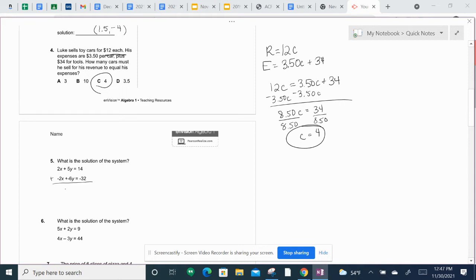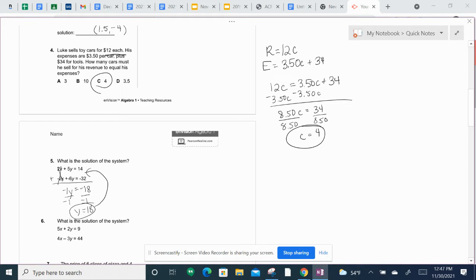So 2x plus negative 2x is eliminated. That's what I want to happen. 5y plus negative 6y is negative 1y. And 14 plus negative 32 becomes a negative 18. If I divide each side by negative 1, I get that y is equal to 18.